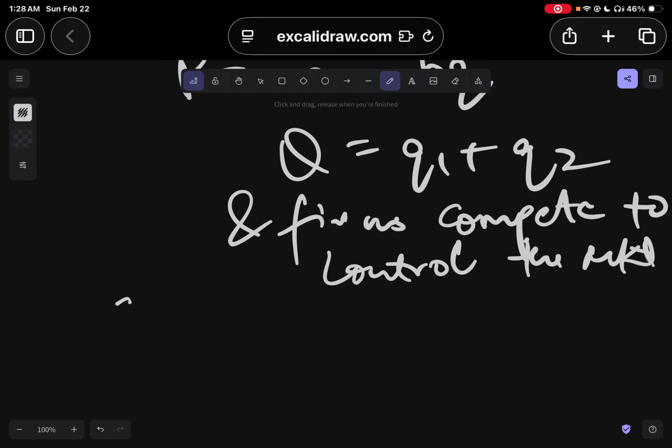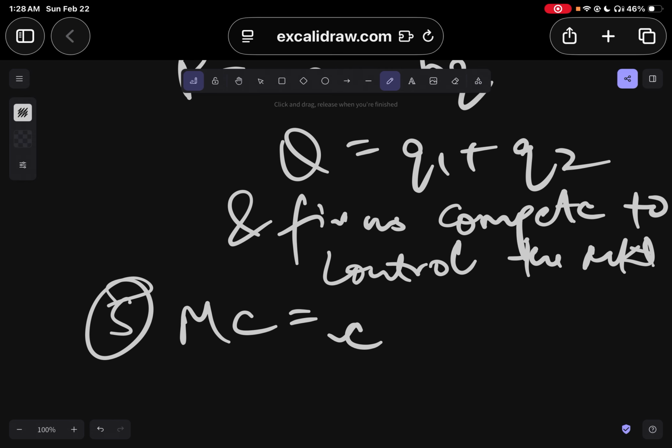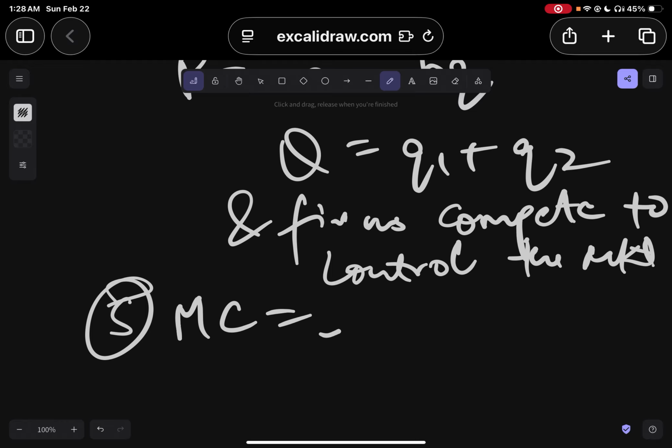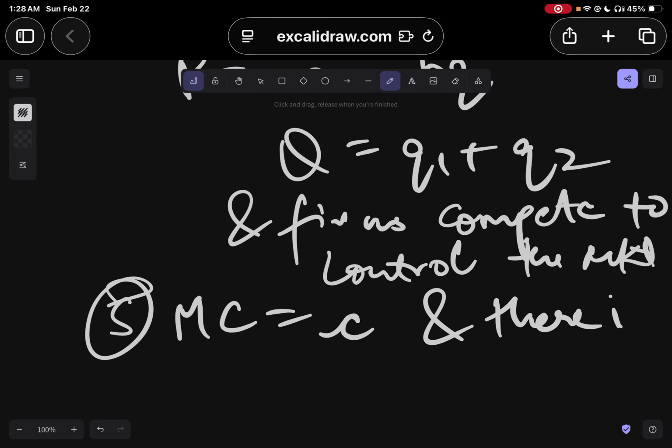Then we have the fifth assumption, which is marginal cost is C. The original assumption of Cournot was zero MC, and there is no fixed cost. Originally, according to the Cournot assumption, there is no marginal cost, but now we assume that marginal cost is there, which is C, and there is no fixed cost.